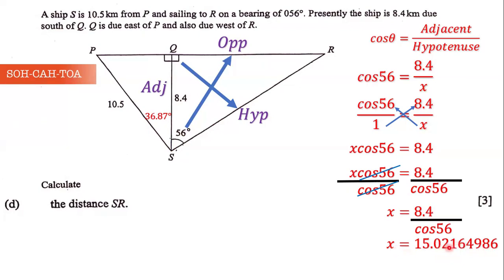But we want to express this answer correct to 2 decimal places. Now this digit here is less than 5, which means that you cannot round up. So we leave it as such. It's just going to be 15.02, and we remove all of the numbers at the back. So the distance SR correct to 2 decimal places is 15.02. And that's the answer to this question.